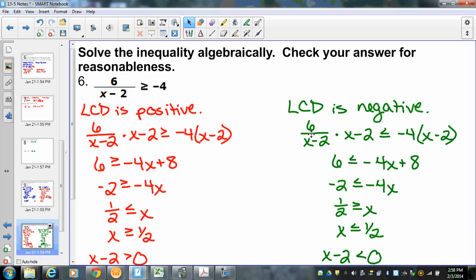So you would have your inequality, but you would flip your inequality sign from the very beginning. So the greater than or equal to flips to a less than or equal to, and you multiply both sides by your LCD of x minus 2. So that becomes 6 is less than or equal to negative 4x plus 8. Subtract the 8, you get negative 2 is less than or equal to negative 4x. Divide by the negative 4, and in the process you flip your inequality. So you get 1/2 is greater than or equal to x, or x is less than or equal to 1/2.